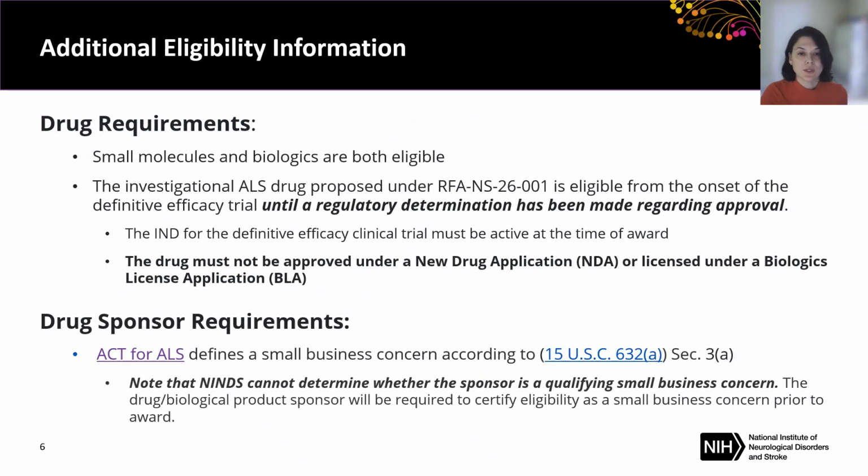Now we'll take a closer look at the requirements for the investigational ALS drug proposed to be studied under RFA-NS-26-001. The drug may be a biologic or a small molecule, and the drug is eligible from the onset of the clinical trial until a regulatory determination has been made regarding approval. The drug cannot be approved under an NDA or BLA. Also, the definitive efficacy trial does not need to be active at the time of application, but it does need to be active by the time an award is made.